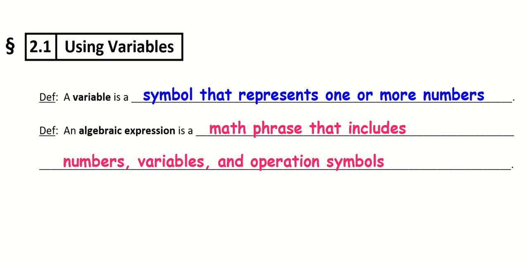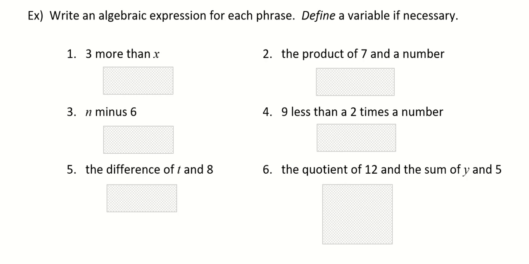Okay? And again, as always, you can pause if I'm moving ahead to the next page all too fast for you. So write an algebraic expression for each phrase. You must define a variable if necessary. Like down in number 5, for example, they say t, and here they say y, but in other ones, they just say a number, and so you get to pick your own variable.